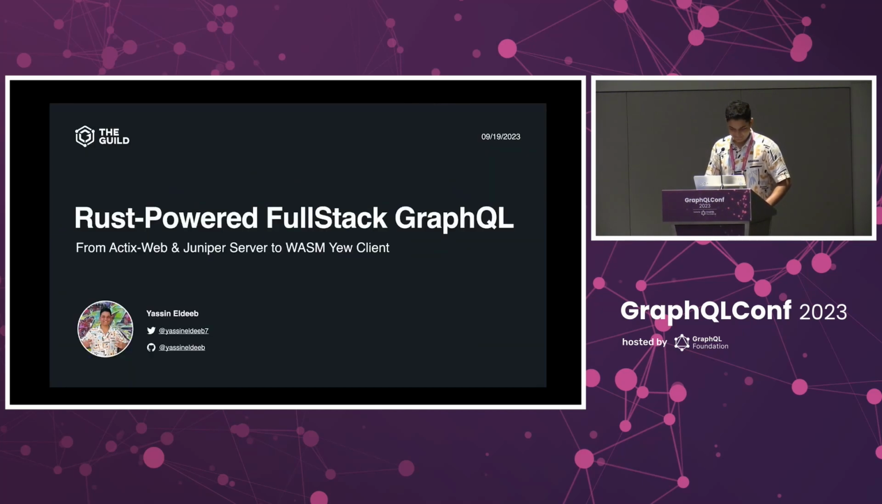So this talk is going to be about Rust-powered full-stack GraphQL. The subtitle is From Actix-Web and Juniper Server to WASM Yew Client. We're going to build a very simple full-stack GraphQL application in Rust so that you can get familiar with the Rust tooling around it. An interesting question: can you raise your hand if you have used Rust before? Oh, okay, that's more than I expected.